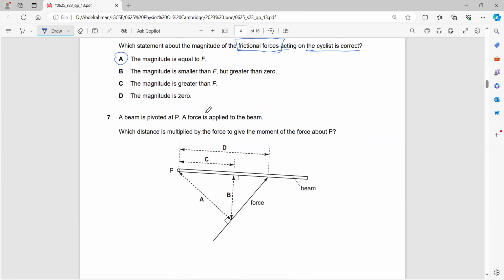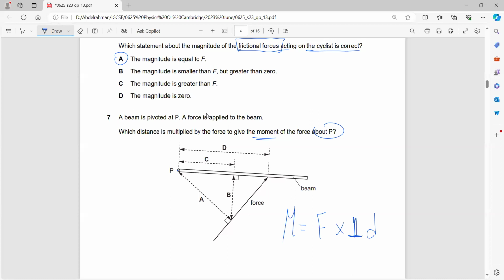This is a really interesting question. Really nice one. You have a beam pivoted at A. Which distance is multiplied by the force to give the moment about P? Okay, you have P, which is the pivot. You have a force. Can someone remind me, how do we calculate moment? Moment equals force times what? Is it times any distance? No, it has to be multiplied by the perpendicular distance.